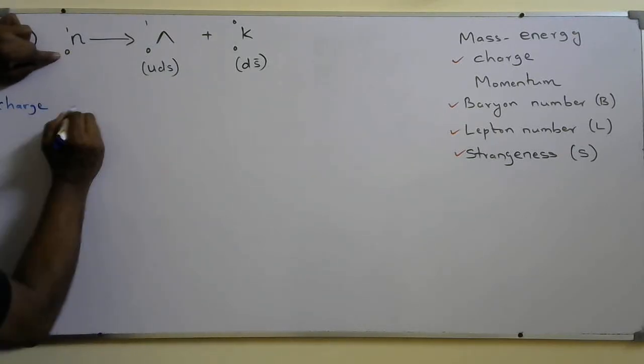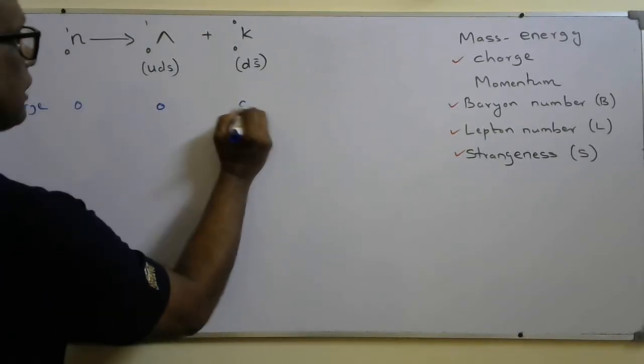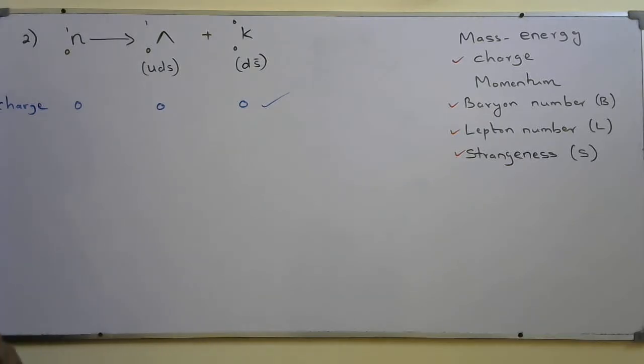Neutron, the charge is 0. Lambda particle, charge is 0. Neutral kaon, 0. So all 0, it is conserved. So we can put a tick.